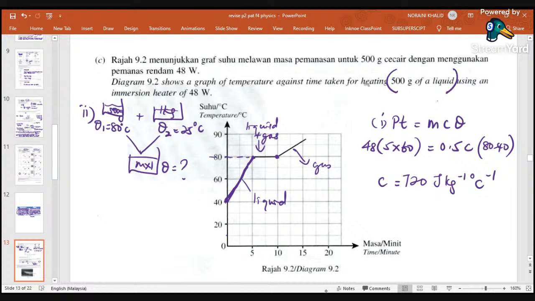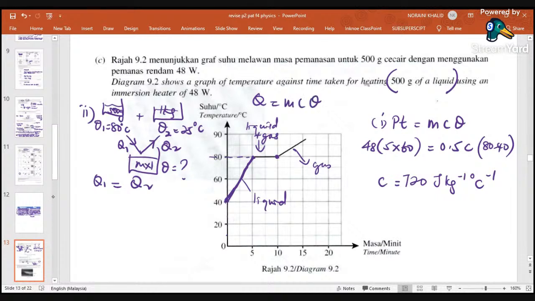So the hotter one, the 500 gram, releases heat. And then 1 kg of water will absorb heat. Nampak tak di sini ya? Yang panas akan keluarkan heat energy, yang sejuk akan absorb. Assume no heat loss to the surrounding, thus Q1 equals Q2. Okay, gunakan formula Q equals mc theta.